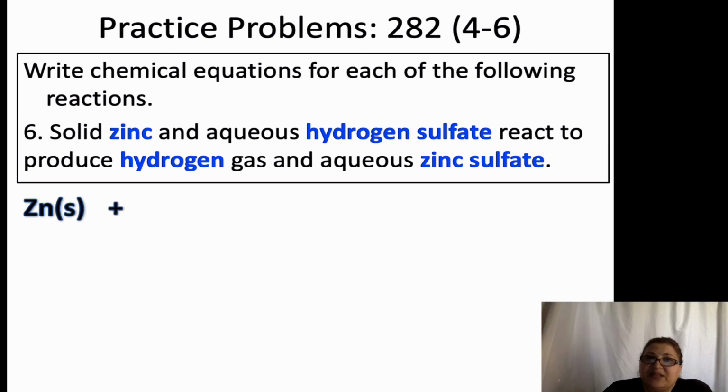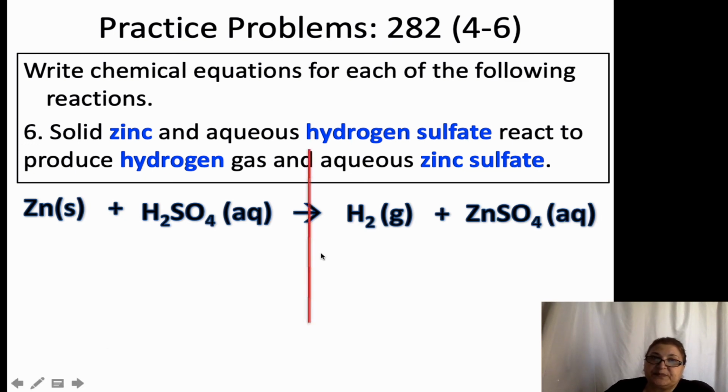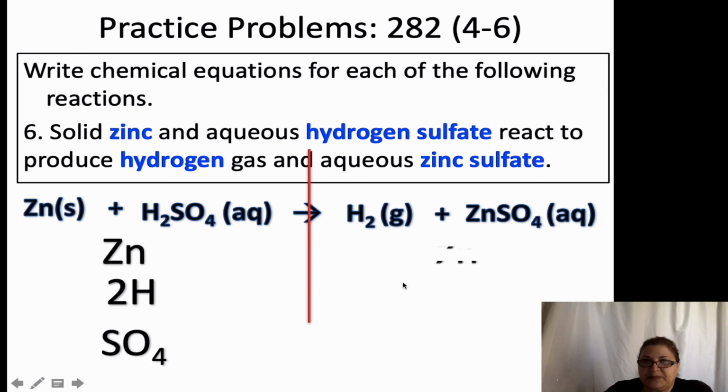Zinc plus hydrogen, H2SO4. And it's 2 because SO4 is negative 2. Yields or produces hydrogen, binaries. And then zinc sulfate. Zinc is positive 2, sulfate is negative 2. Now you have zinc, hydrogen, sulfate. We keep it together because sulfate on both sides. Zinc, hydrogen, sulfate. They're already balanced. 1 zinc, 2 hydrogen, 1 sulfate.